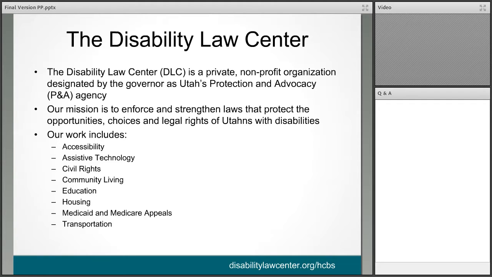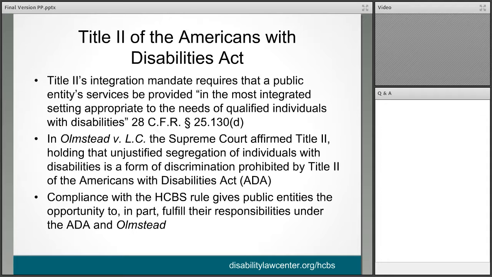Our mission as an agency is to enforce and strengthen the laws that protect the legal rights of Utahns with disabilities. We are a law center, and our work includes things such as accessibility, assistive technology, civil rights, community living, housing, education, Medicaid, Medicare appeals, and employment discrimination. If you or someone you know is facing any sort of discrimination based on their disability, we would encourage you to refer them to our offices. Our services are at no cost to clients.